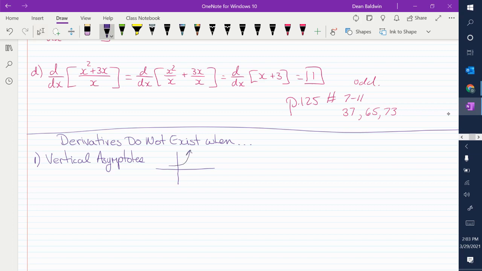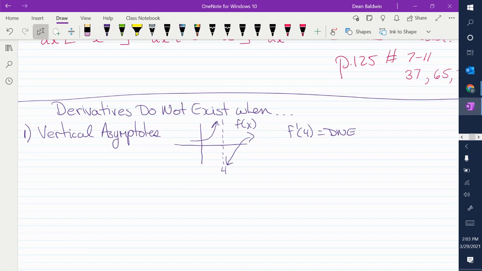So, vertical asymptote. If I have a graph that looks like this, let's call it 4. No derivative will exist at x equals 4. If I call this f of x, f prime of 4 does not exist because there's no point there, right? If the point doesn't exist, you can't draw a tangent line on a point that doesn't exist. Okay? So vertical asymptotes have no derivative. The derivative exists everywhere else on that function except at x equals 4.